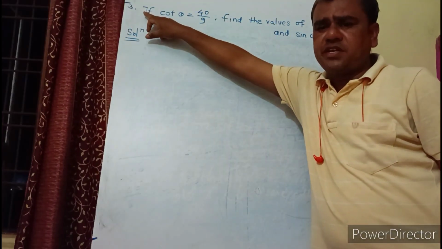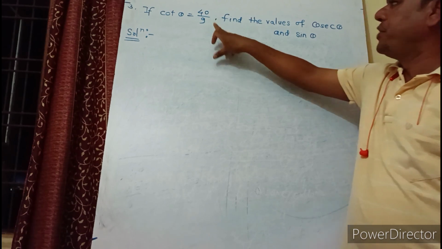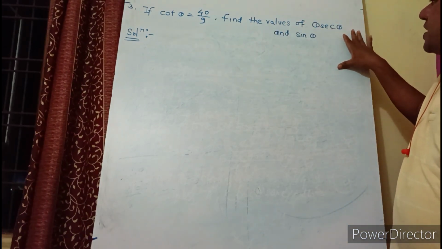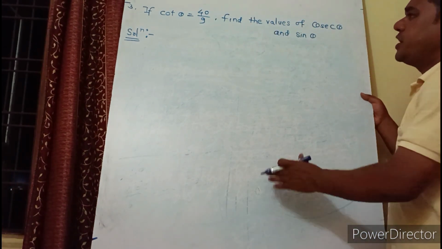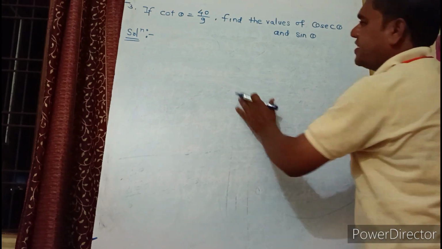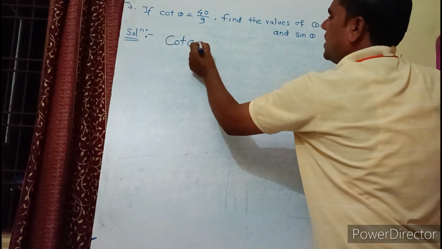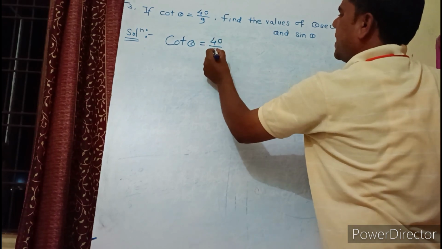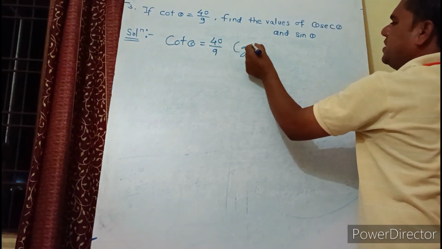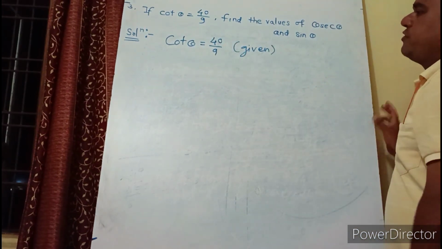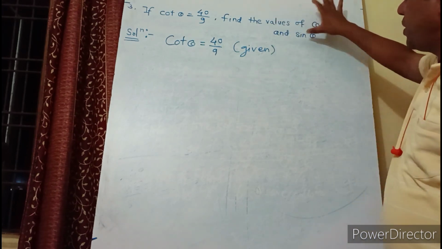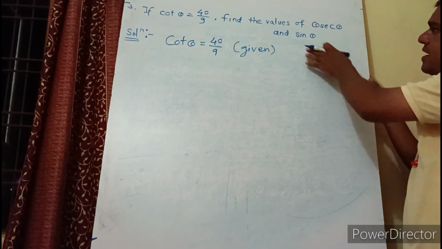Now coming to question number 3: if cot theta equals 40 by 9, find the values of cosec theta and sin theta. Here the provided value is cot theta equals 40 by 9, which is given here. We have to find the value of cosec theta and sin theta.